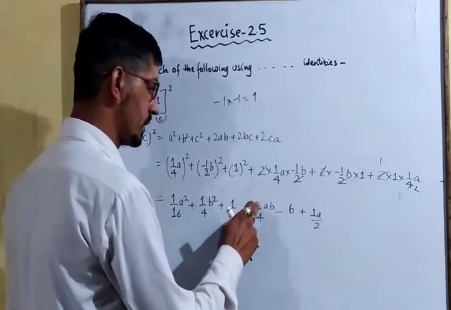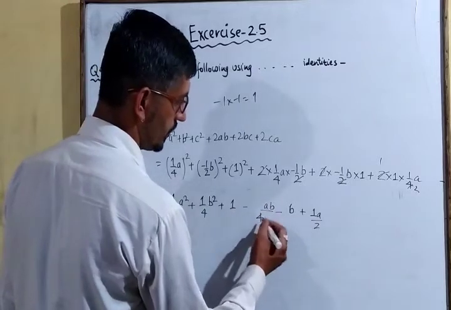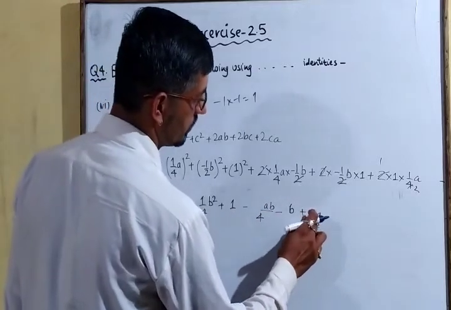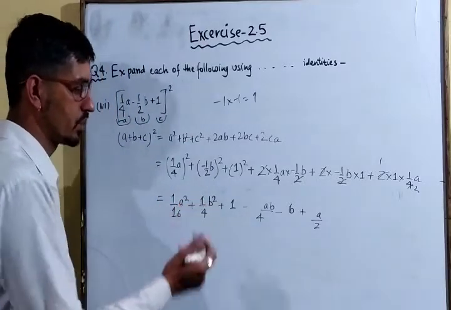Or you can erase this one. You can write ab upon 4, a upon 2. This is also correct. a square upon 16, b square upon 4.